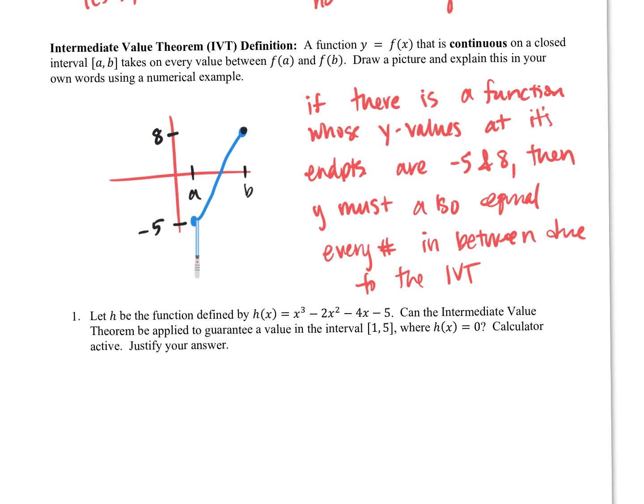So these y values have to be -4. Did my y value have to be -3 at some point? Does my y have to be 0 at some point? Some point. Could my y have been 9 at some point? Yeah, does it have to be? No. It has to be everything between -5 and 8.